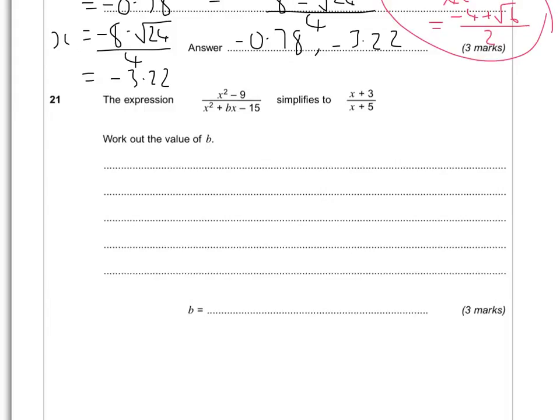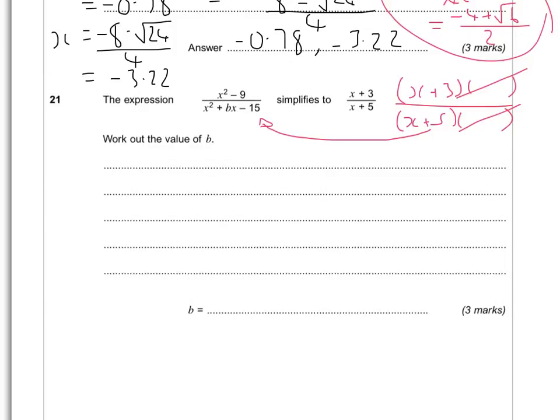Now, this is interesting because this must have originally been x plus 3 and x plus 5, and there must have been some other bracket going on there, something else which cancelled out to give us this thing here. So in simplifying, we cancelled out a factor on the top and bottom. I need to know what that factor is.